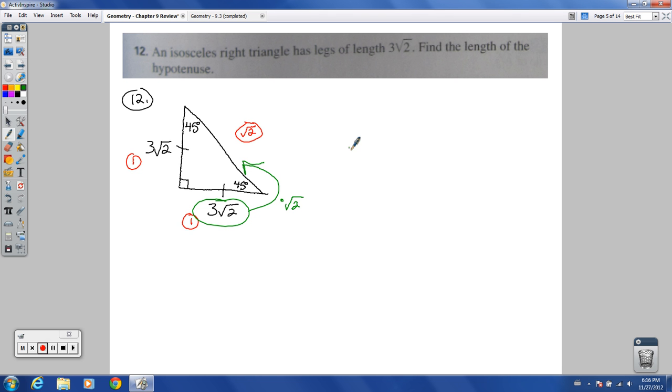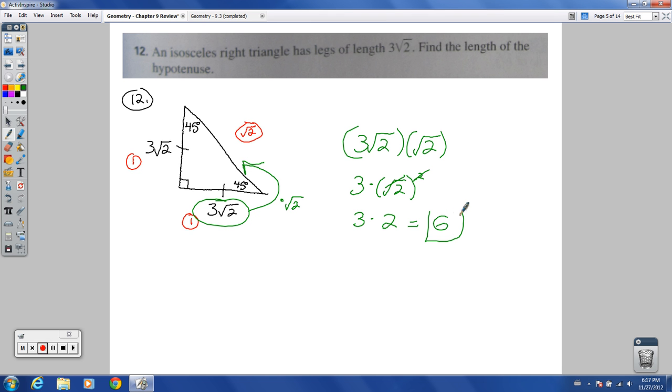So 3 radical 2 times radical 2. That's like saying 3 times radical 2 squared. The radical and the square cancel, so you just have 3 times 2, which equals 6 on this one. No units are given to me here, so I just leave it like that.